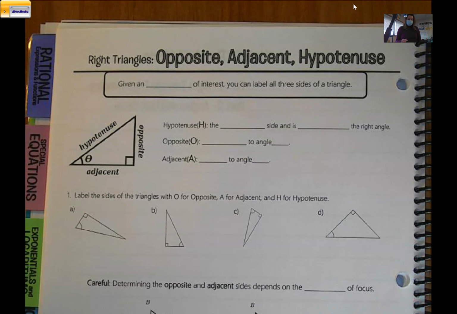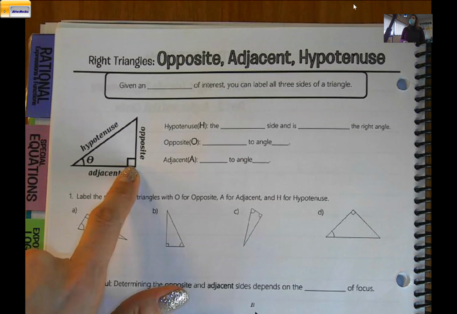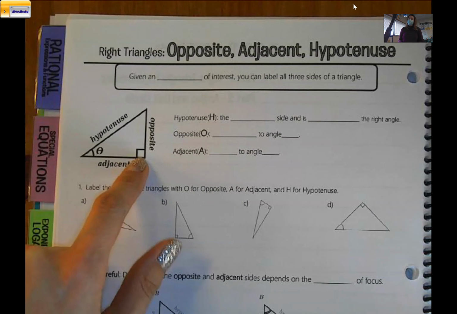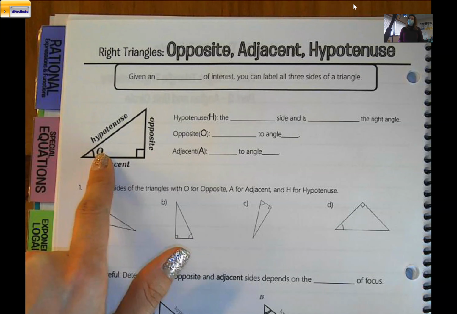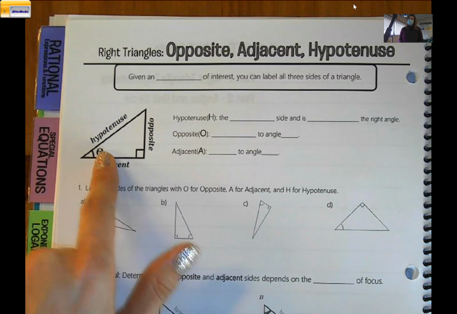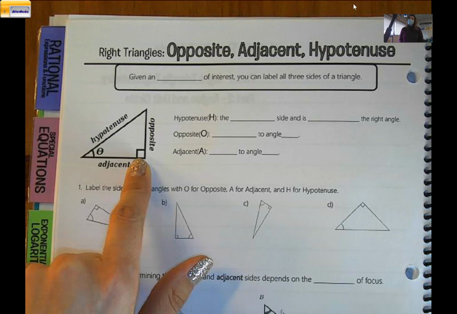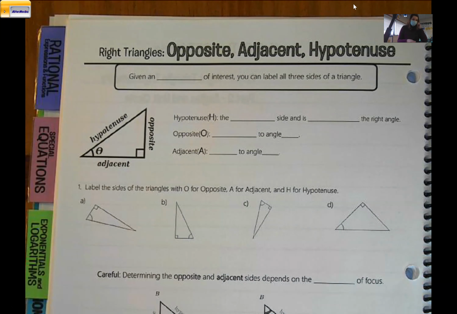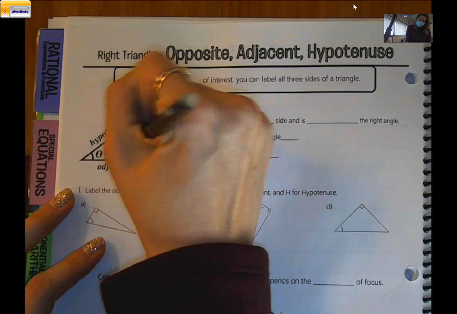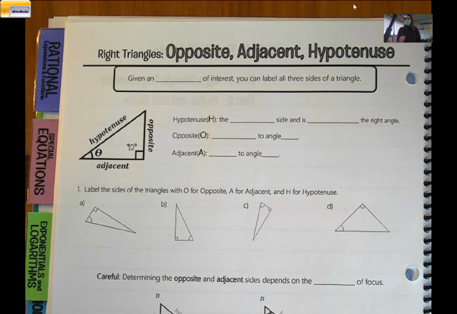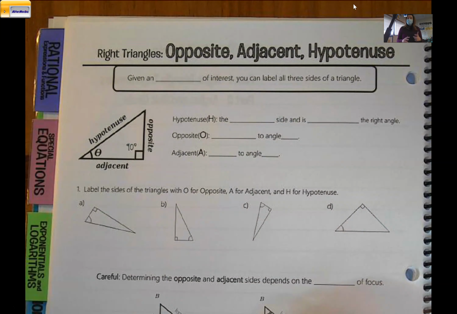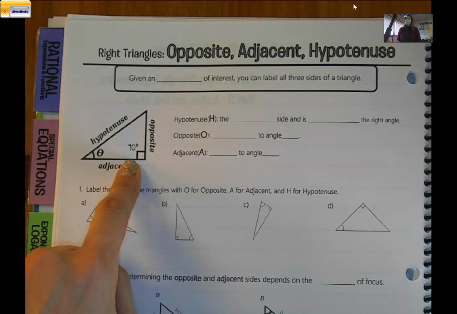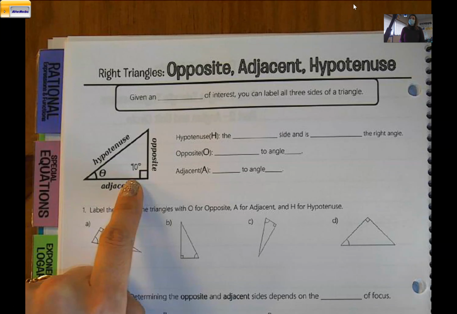A right triangle will be a triangle that usually has a little square in the corner of one of the angles. Does that make sense? Or I guess I should say one of the angles has a square in it. And this little square means that that angle is 90 degrees, and it's always 90 degrees. So we cannot do anything that we're doing today unless we have right triangles.